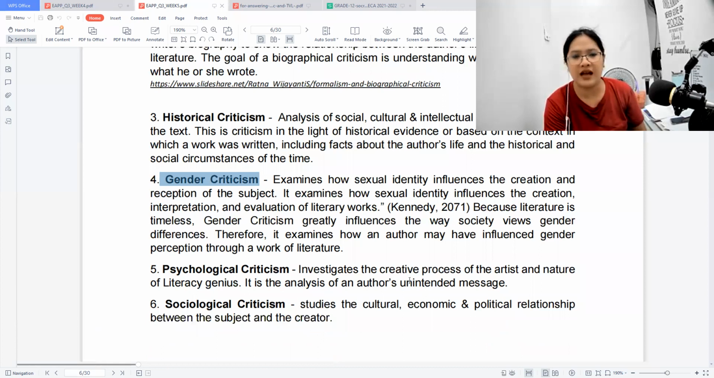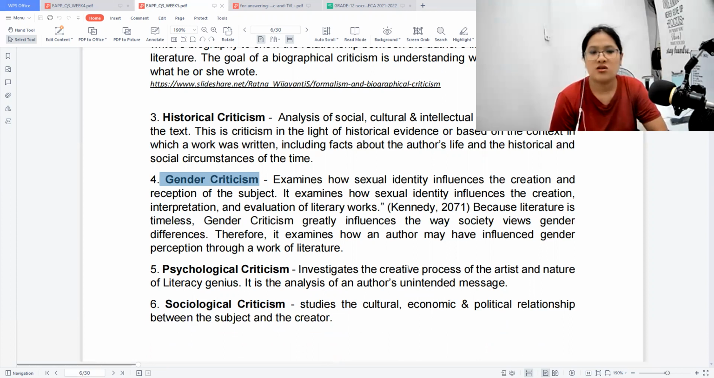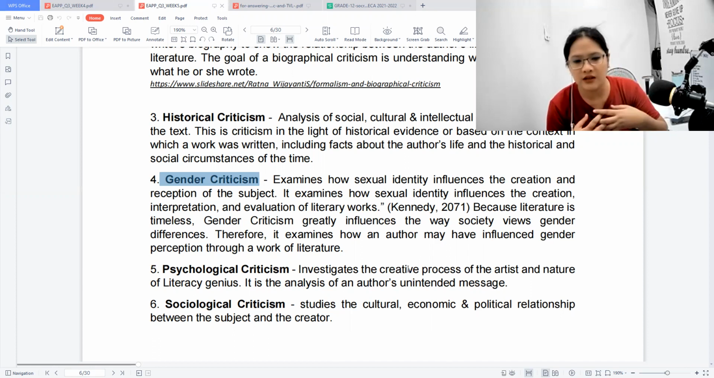Psychological criticism, on the other hand, so we're considering psychoanalysis here, but we are going to use what was employed in the module. Psychological criticism investigates the creative process of the artist and the nature of the literary genius. So ito, ina-analyze natin yung author's unintended message. But if we're gonna take it from the psychoanalytical criticism, we're looking at the unconscious aspect of the work and even of the author.